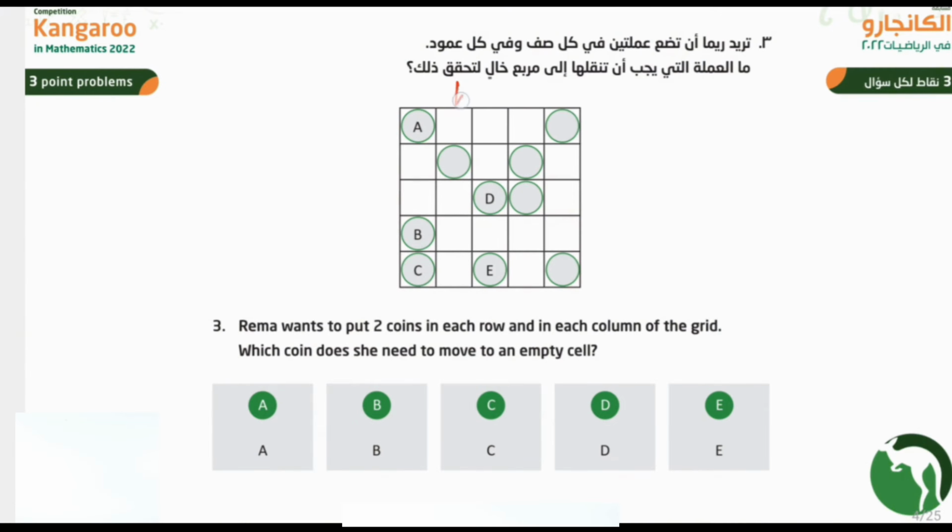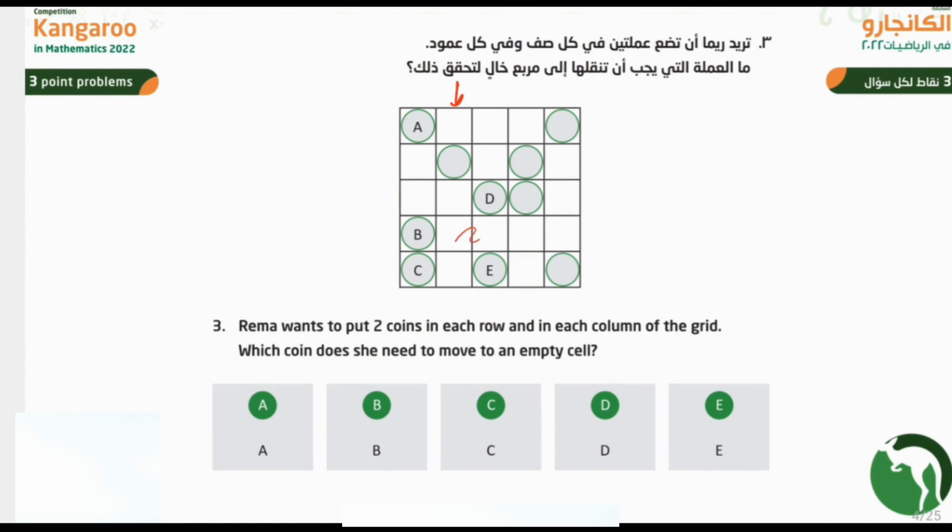If we look here in the second column, we just have 1 coin, so we will place this one in the second column. But in which row? Also, if we look at this row, we have also 1 coin, so we need to put it in this row and in this column, so we will need to put it here in this place.